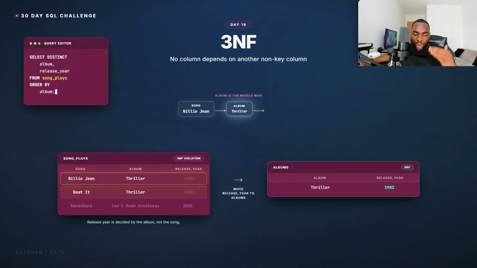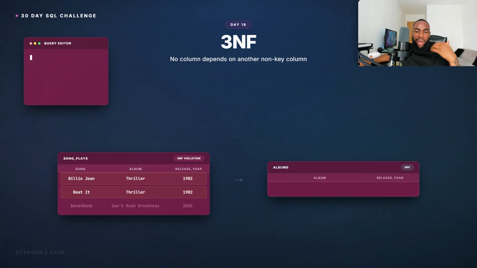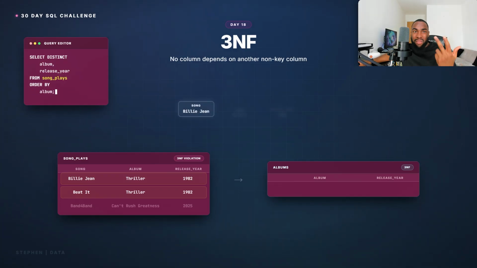Just so you know, third normal form stands on its own. A table can pass first normal form, it can pass second normal form, but it can still fail third normal form, just like this one did.